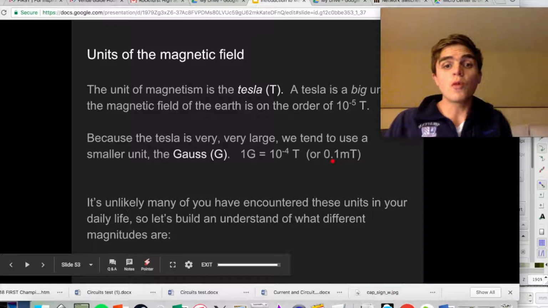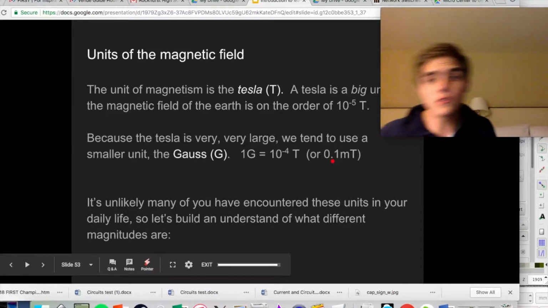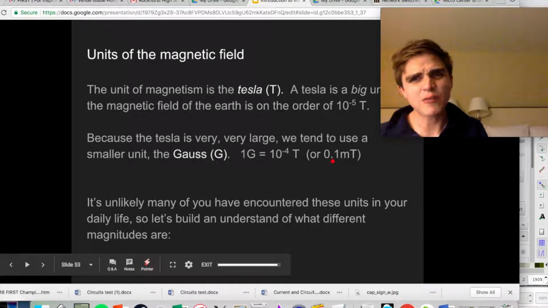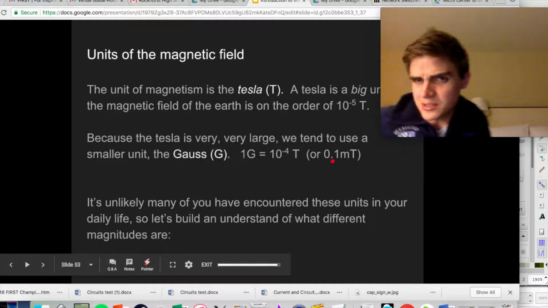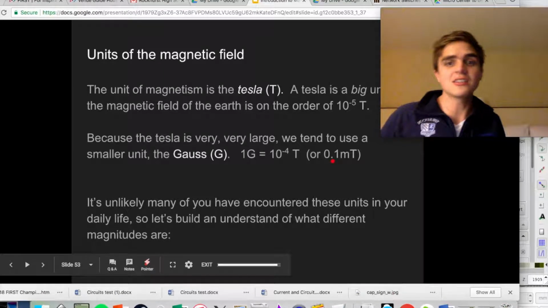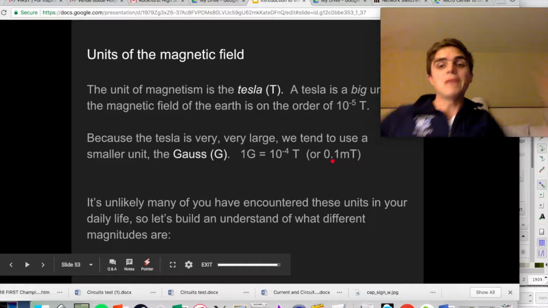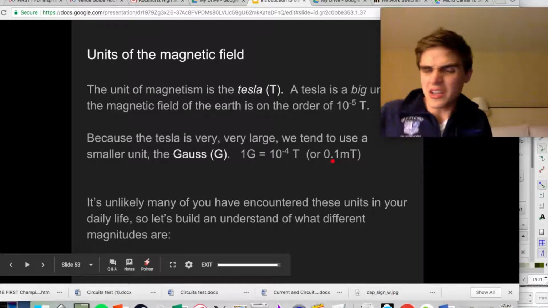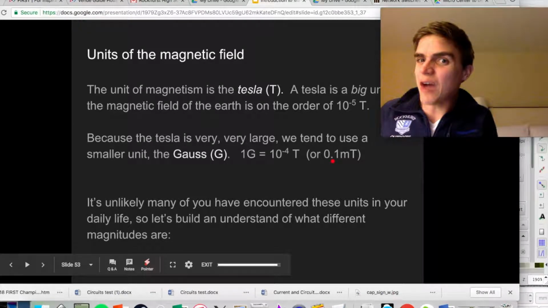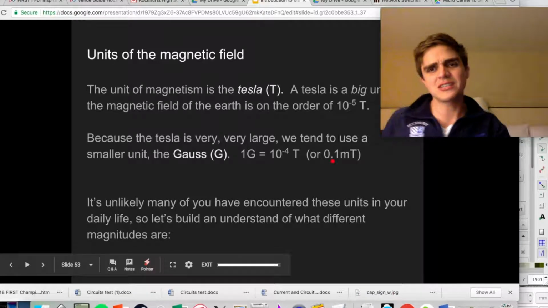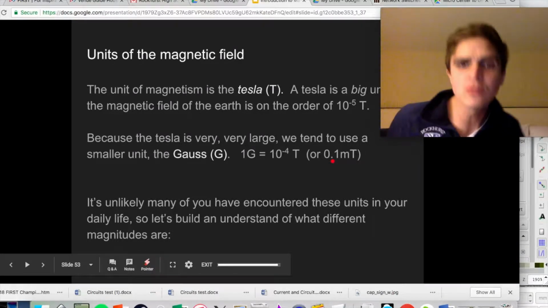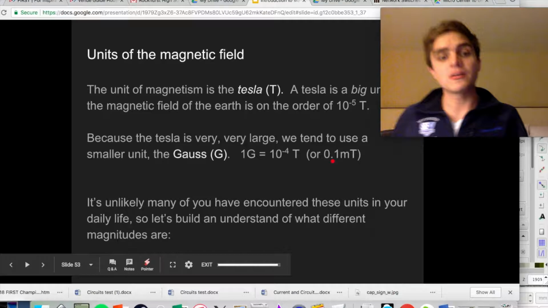Okay. We have two units of magnetism. Both of them sound familiar only because the scientists are familiar. The first is the Tesla. The Tesla is massive. The Earth is like 1/10,000th, 1/100,000th of a Tesla. It's an absolutely miserable unit.